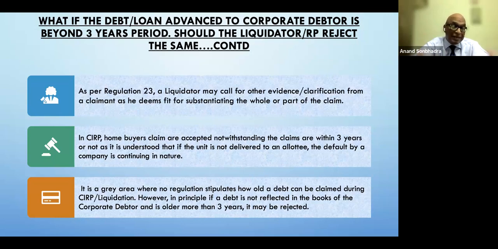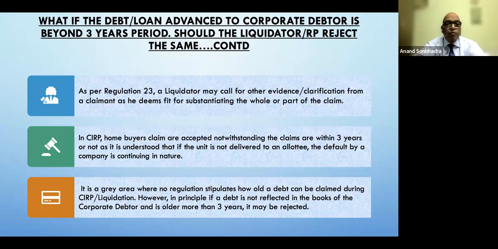However, it still remains a gray area, as no regulation stipulates how old a debt can be claimed during CRP or liquidation. However, in principle, if a debt is not reflected in the books of the corporate debtor and is older than 3 years, it may be rejected.